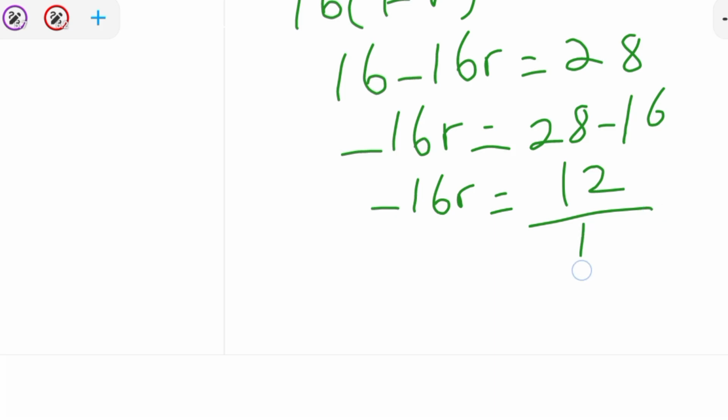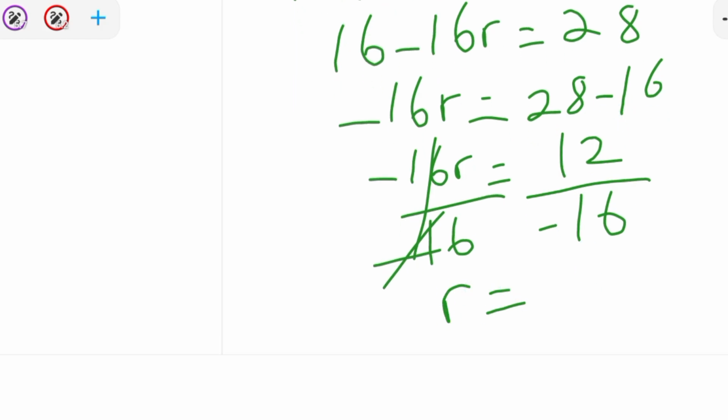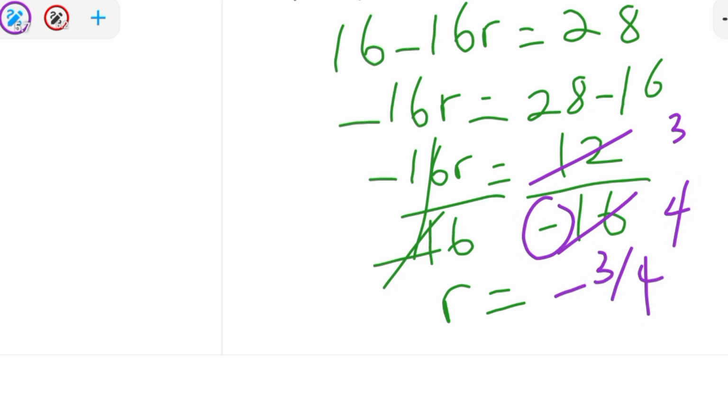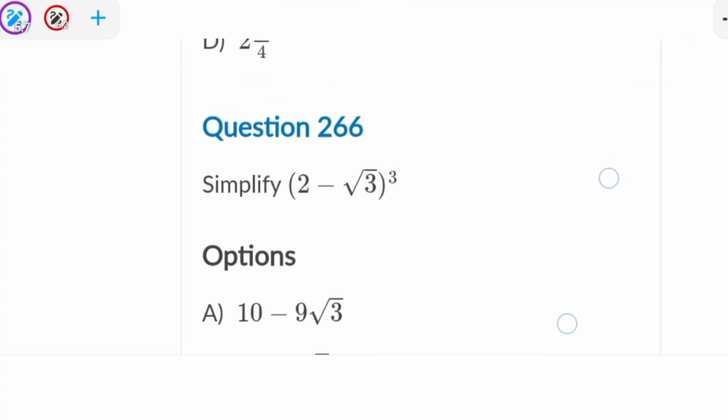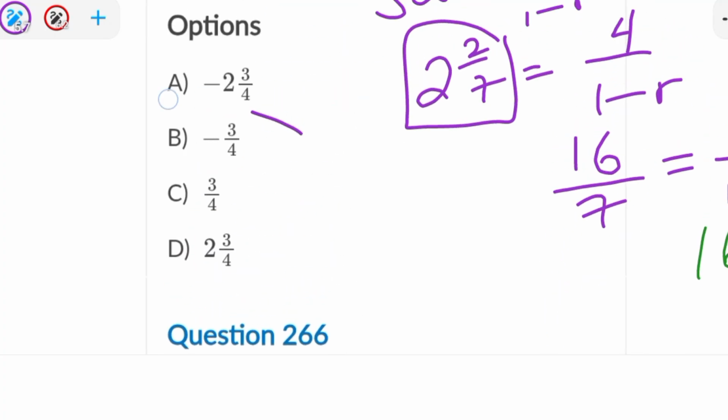Divide both sides by minus 16. So all these will cancel and you're going to have r here. 12 divided by 16, what will you get? 4 here is 3, 4 here is 4. There's a minus here, don't forget. So that will be minus 3 over 4. So that's option B.